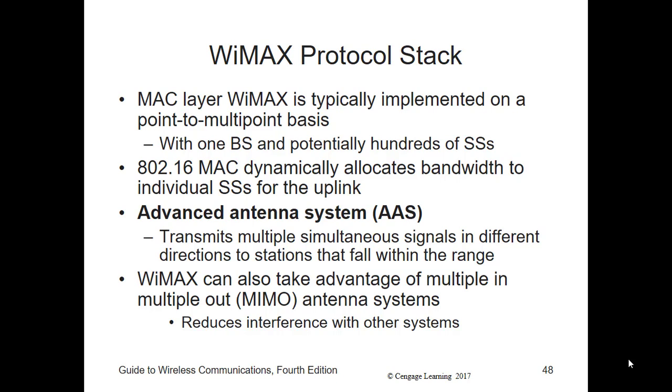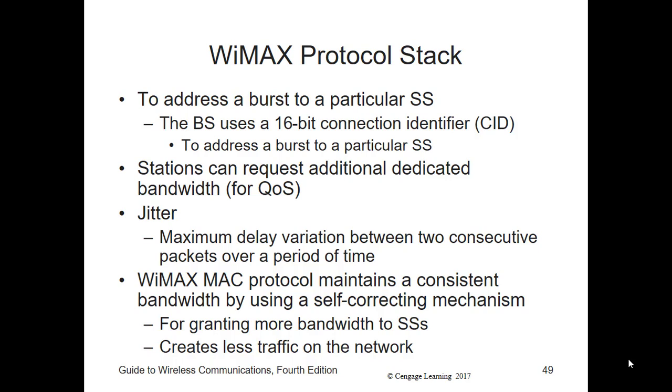To address a burst to a particular subscriber station, the BS uses a 16-bit number called a connection identifier, or a CID, which is used to identify both the device and the connection after it connects to the WiMAX network. Now remember that the WiMAX MAC layer is connection oriented. Okay, remember in the OSI reference model, connection orientation occurs at the transport layer. Here we're all the way down at the MAC layer. Each station also has a 48-bit MAC address, which is only used during connection establishment.